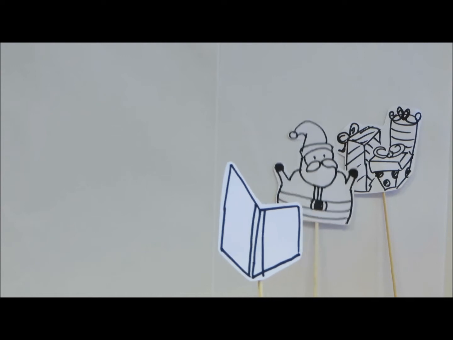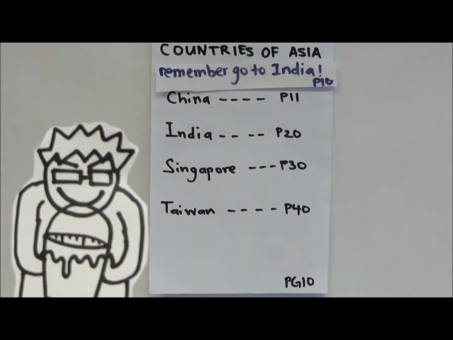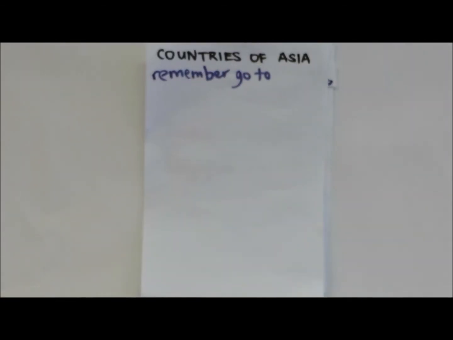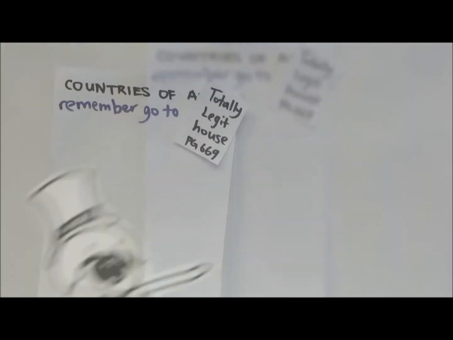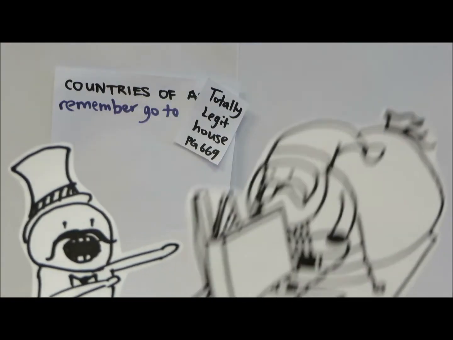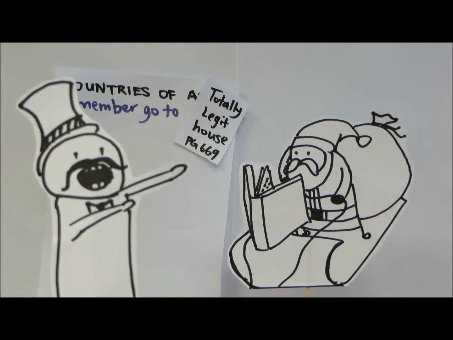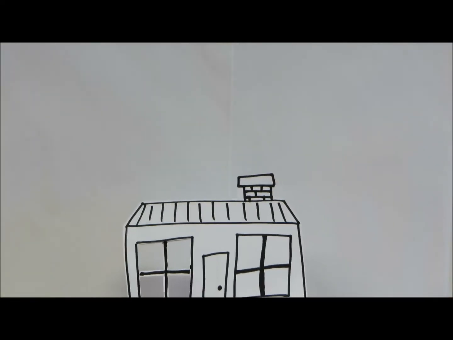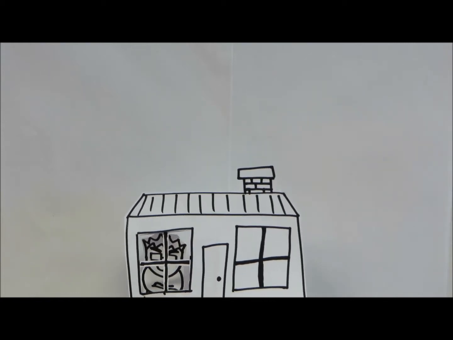While Santa is busy, Bob comes in and steals his book. Bob paints over the page with white paint and places a note to mislead Santa. After looking at the blank page, Santa realizes, oh, I must remember to go to Totally Legit house, and he does that. At the Totally Legit house, which is actually Bob's house, Santa arrives and delivers the presents.